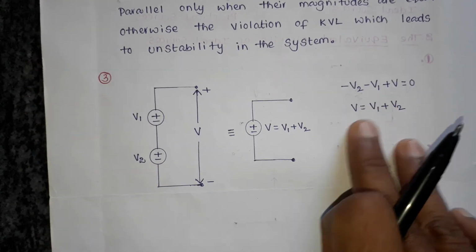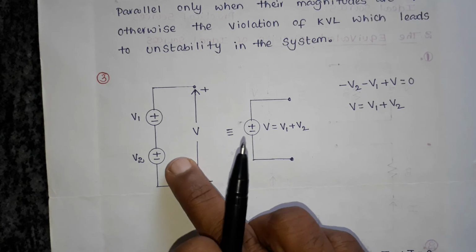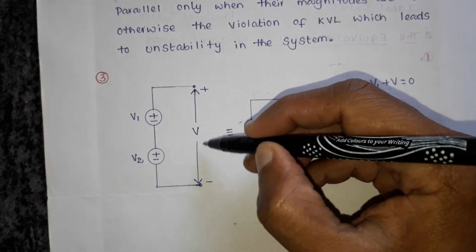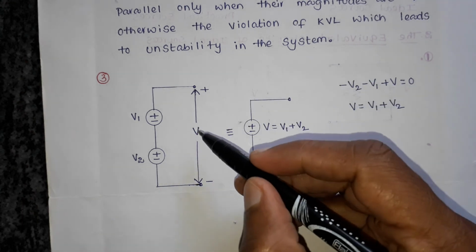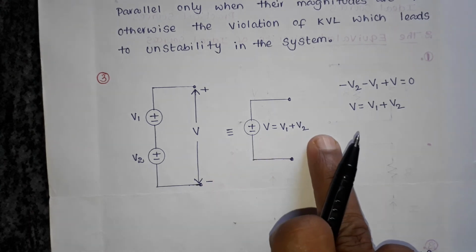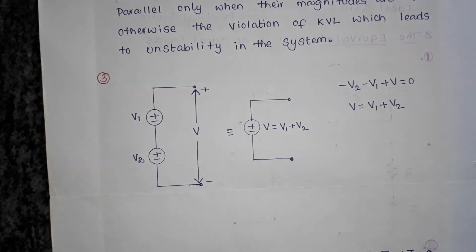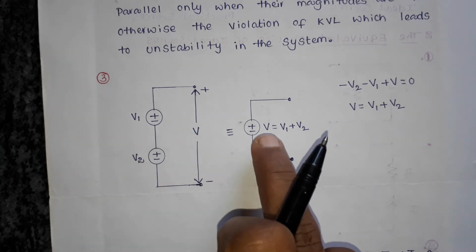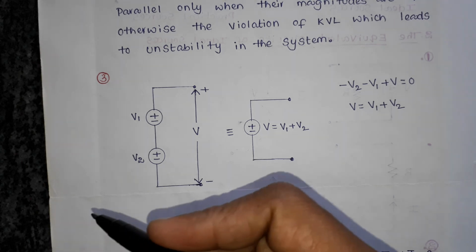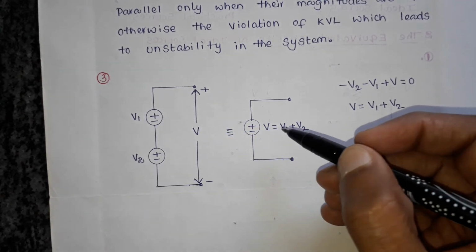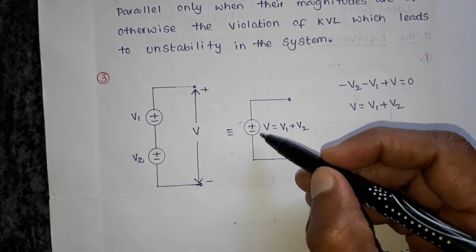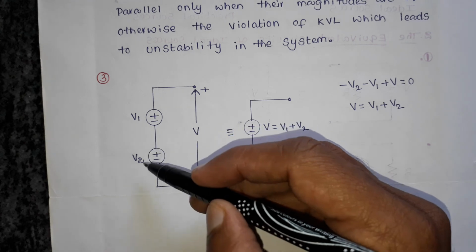And similarly, if we connect two ideal voltage sources in series, and the voltage between these two nodes is, let's suppose, V, then the relation between V1 and V2 is V equal to V1 plus V2. So we can replace two ideal voltage sources connected in series with one ideal voltage source whose value is the sum of the ideal voltage source values, that is V equal to V1 plus V2.